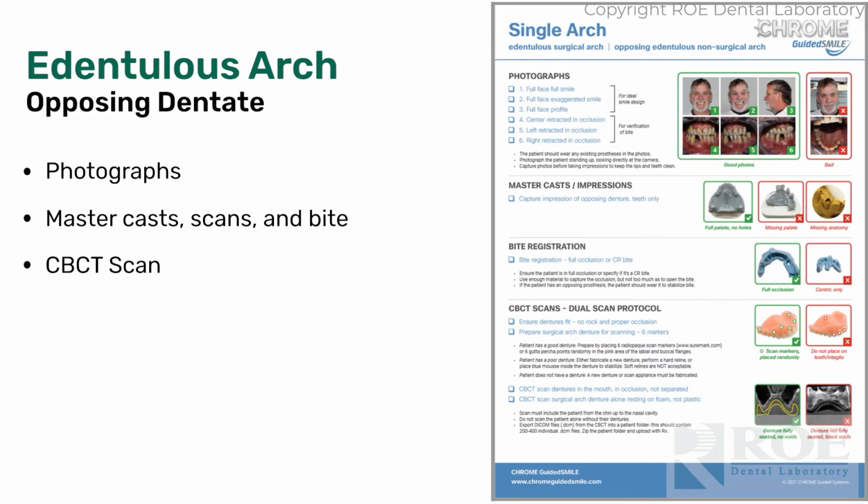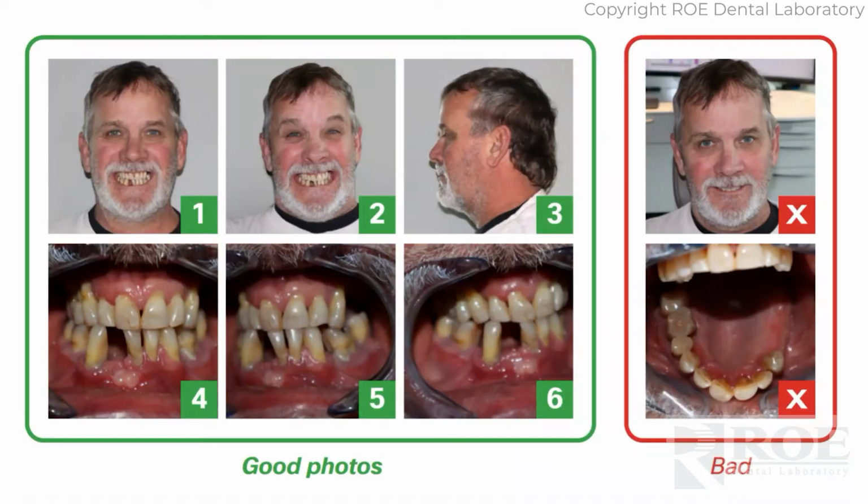So as with all of our cases, we need photographs, we need a master cast or bite, and we need a CBCT scan, and because it's edentulous, we'll need a dual scan. So let's quickly go through the photographs. Just imagine that one of these arches is a denture, and capture the photos with the teeth in occlusion, retracted, left, right, and center. This is how we ensure that we articulate the case properly.